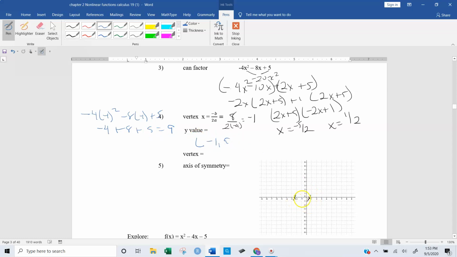So we go to negative 1, we go up to 9, and this is my vertex, which makes sense. I knew it was negative and needed to open down, and we can draw in our parabola. At negative 1 is also your axis of symmetry. So your vertex is negative 1, 9. Axis of symmetry is always x equals, and that's negative 1. It's the x value of your vertex. Okay, pause and do yours.